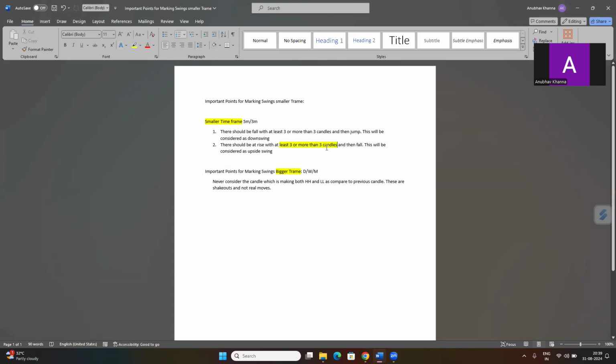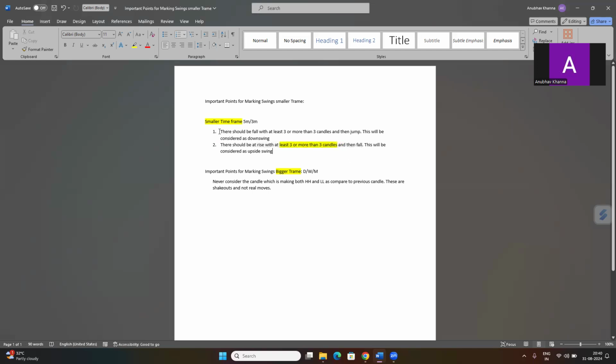And then a fall. This should be very evidently visible on the screen in front of you, right? It should not be that you are putting a lot of effort into finding this and unnecessarily finding it. If you are forcefully finding something, that means it is not valid. It should be visible to you with your naked eyes quickly, right?